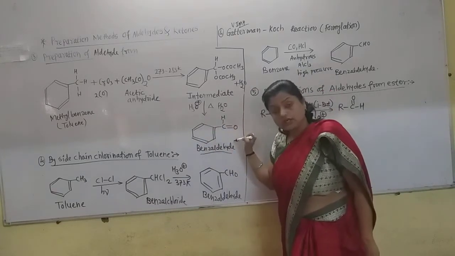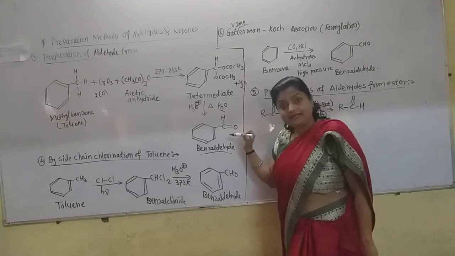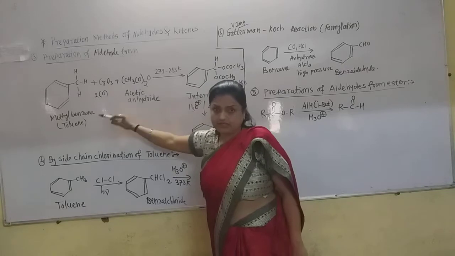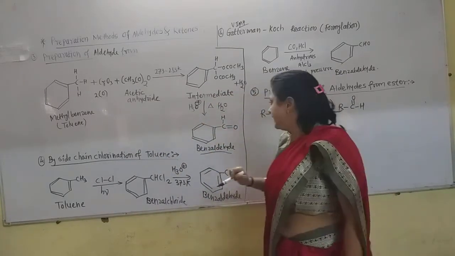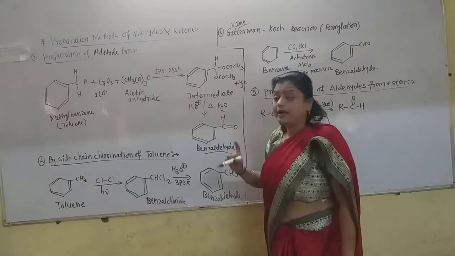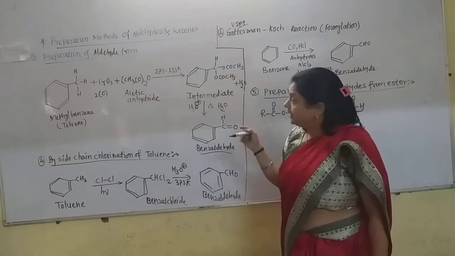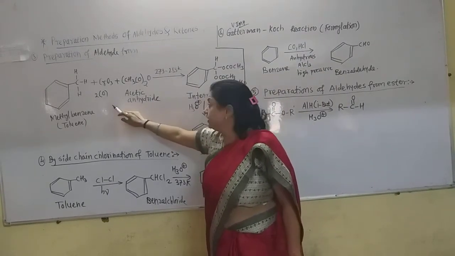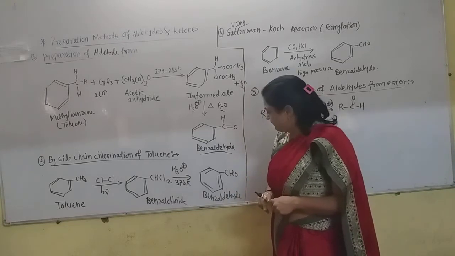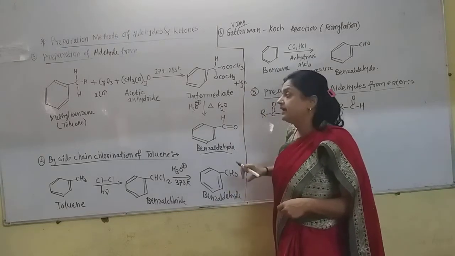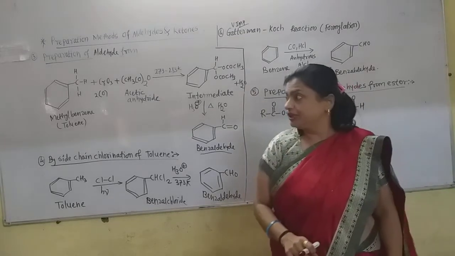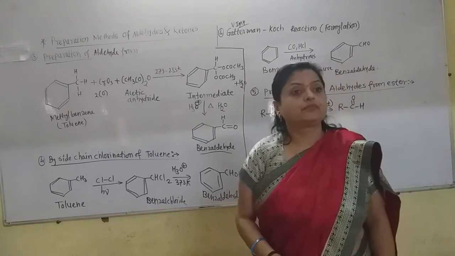Now this is another method of obtaining the aromatic aldehyde from the hydrocarbons. There are two methods of obtaining aromatic aldehydes from the hydrocarbon. One is by using the chromyl chloride and another is by using the oxidizing agent chromic oxide. Now the next method of preparation of the benzaldehyde is by side chain chlorination of the toluene.